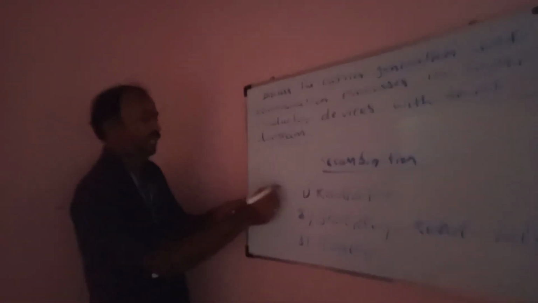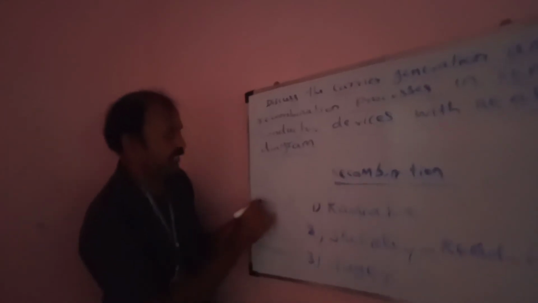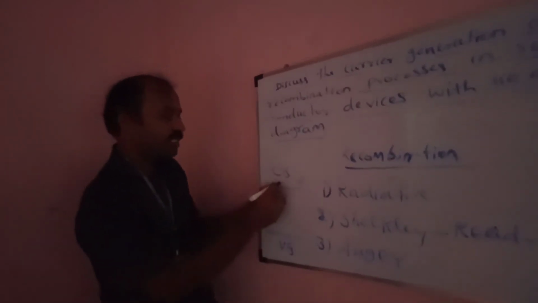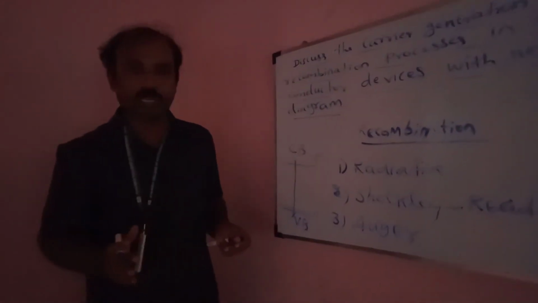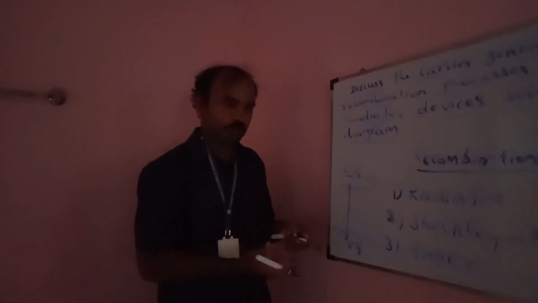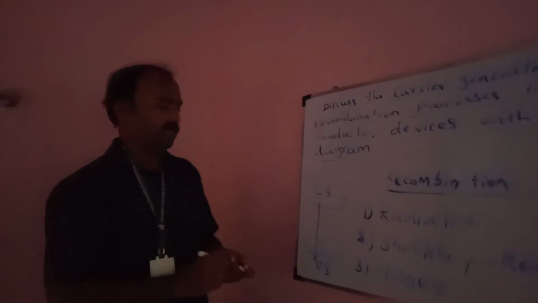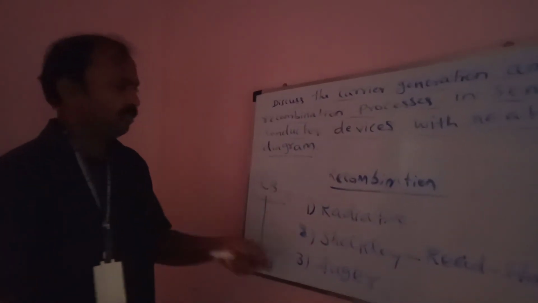First we are going to see radiative recombination, which takes place directly between the conduction band and the valence band. An electron which jumps from the conduction band to the valence band occupies the place of a hole. That is recombination. The result is radiative recombination, direct recombination, by the movement of an electron from the conduction band to the valence band. Then the second one is Shockley-Read-Hall recombination.